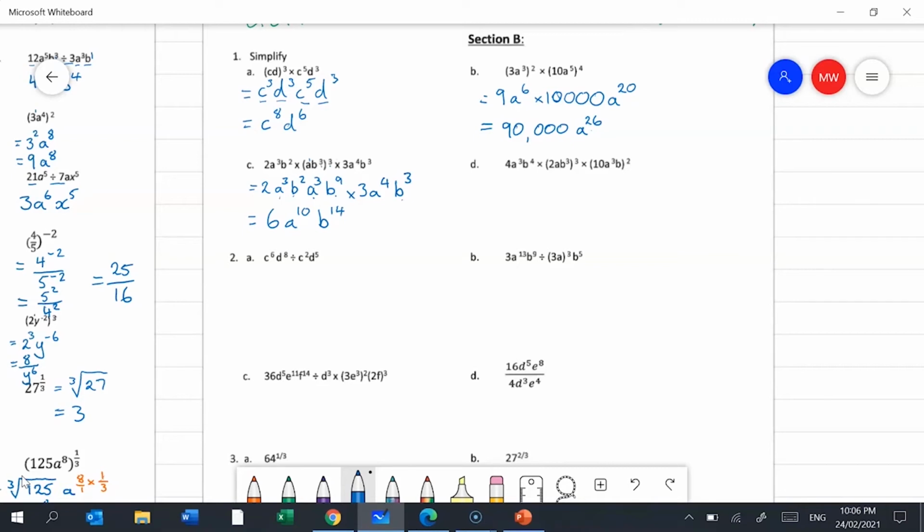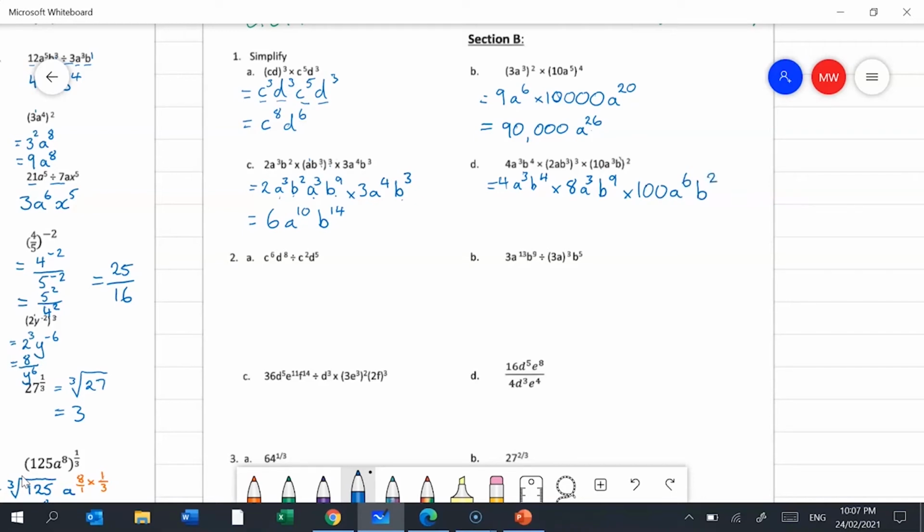Alright, and finally, the system's not changing here. They're looking uglier and uglier, but I'm just working across the row, getting rid of the brackets, and then I can simplify them down. So 4, a to the 3, b to the 4, 2 to the 3 is 8, a to the 3, b to the 9, 100, that's 10 squared, okay. A to the 6, b to the 1 times 2, which is 2.